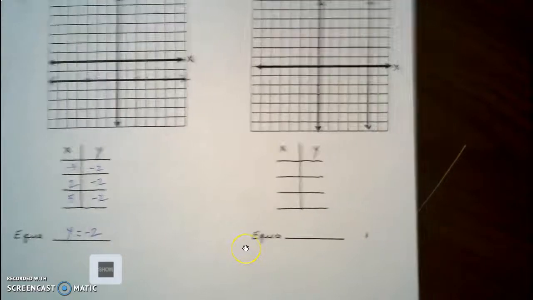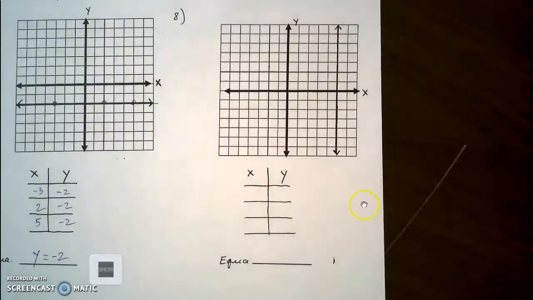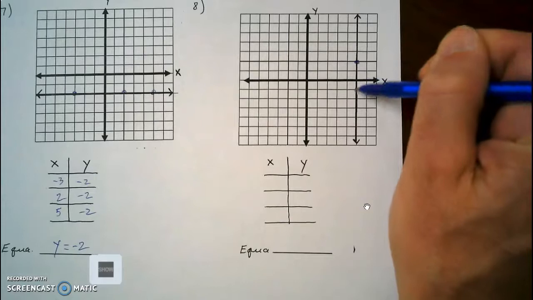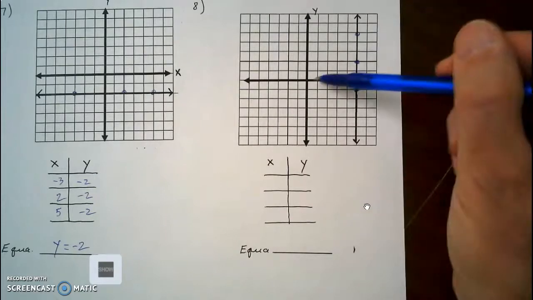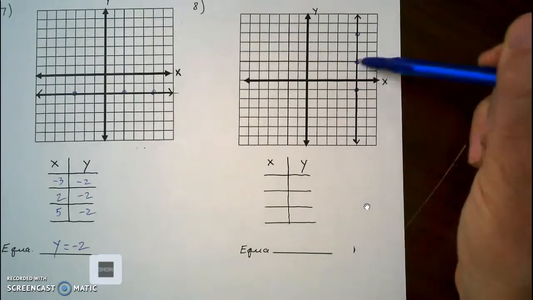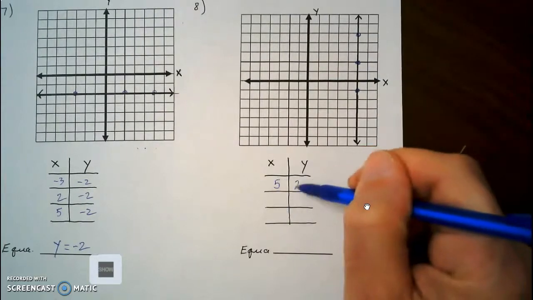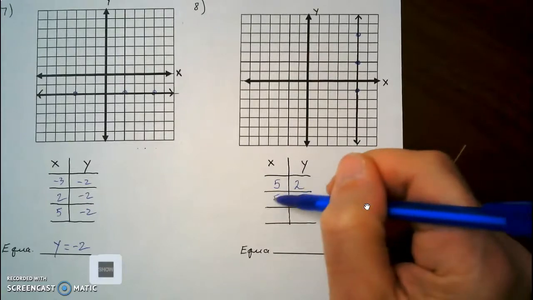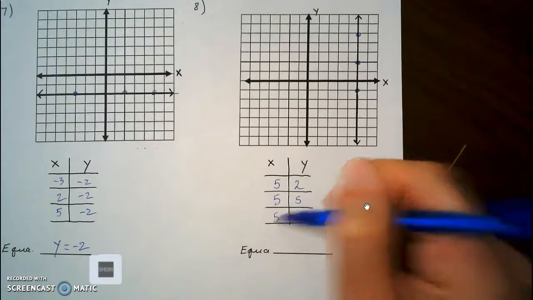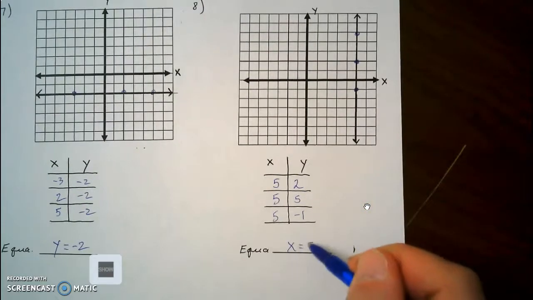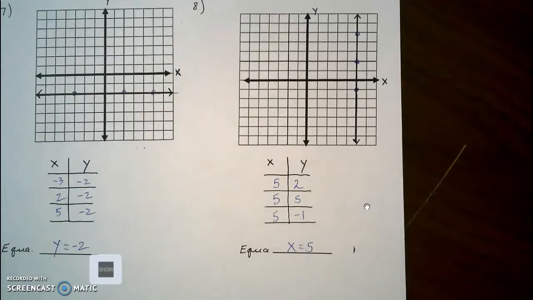Okay, so again, you realize over here we're going to do something similar yet opposite. So we just, again, pick 3 points. This one looks like 1, 2, 3, 4, 5, so 5, 2, 5, 5, and 5, -1. Well, it looks like x is always 5. So these are the different ways of seeing the same thing, just going forwards and backwards.